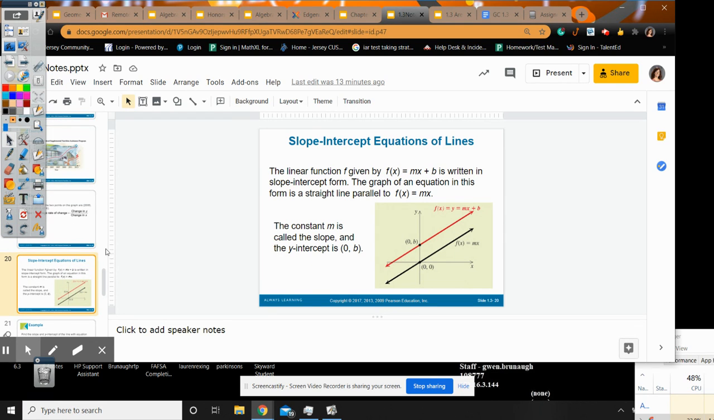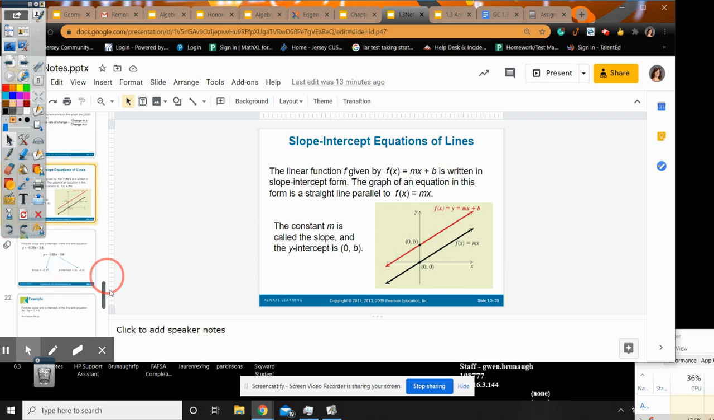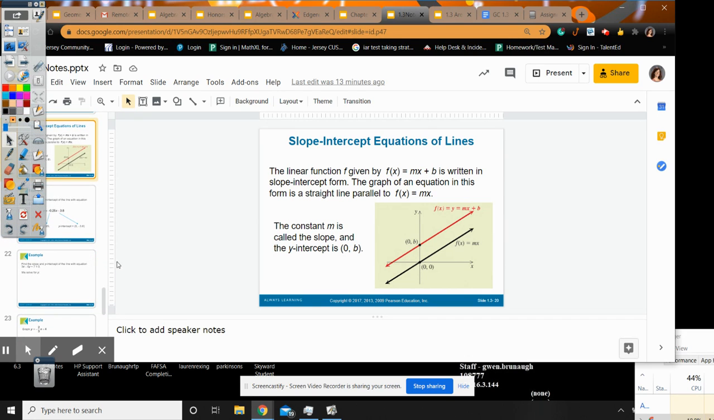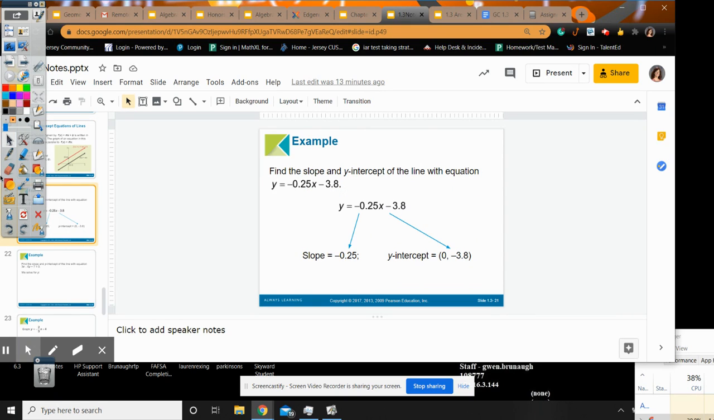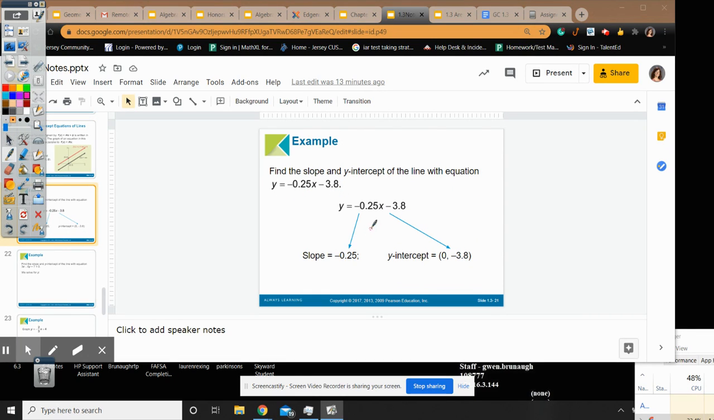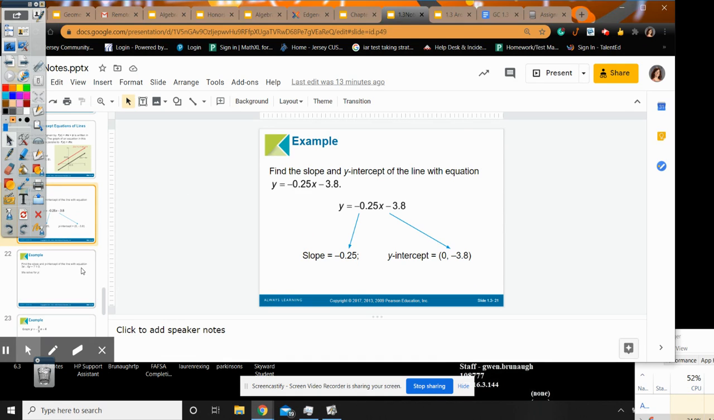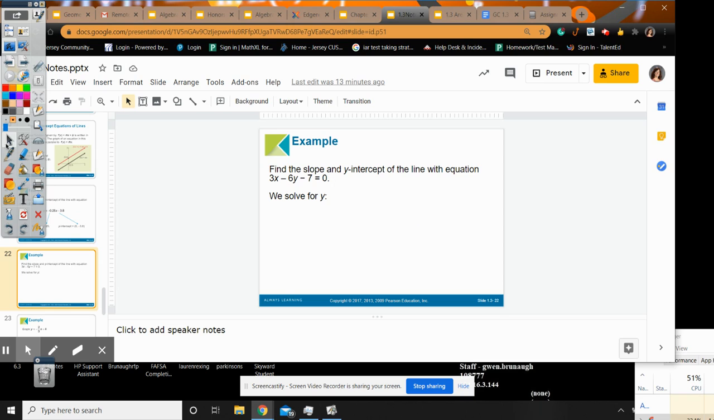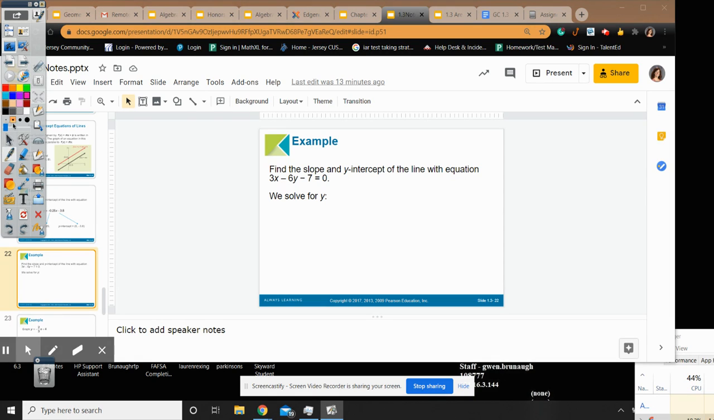Okay, so slope, intercept, equations of a line, that's the mx plus b we talked about a little bit already. It is going to help us graph. The slope is the steepness, and the b value is the y-intercept. You start with the y-intercept, and then you slope from your y-intercept. So when you get y by itself, it basically gets the equation ready to graph for you. So that's what we're going to practice doing now.